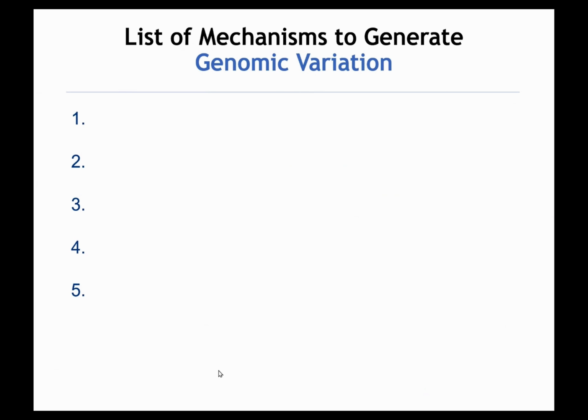So what I want you guys to do, the answers are posted on OWL, list all the mechanisms that generate genomic variation. And I think you've learned a lot of those mechanisms, if not all of those mechanisms in this class. Just list them down, the types of mutations, and how that leads to variation.